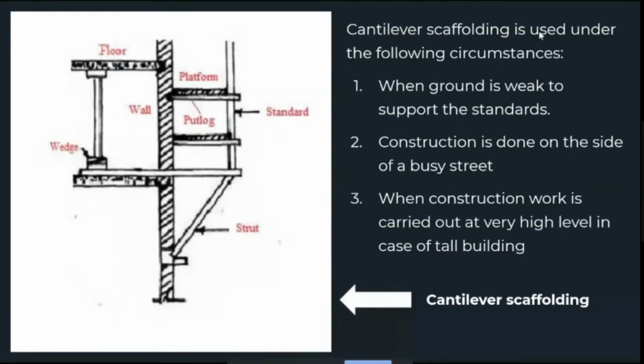So, cantilever scaffolding is used under the following circumstances. When the ground is weak and cannot support the standards, when the construction of the building is done on a side of a busy street, and also when construction work has to be carried out at a very high level, cantilever scaffolding is used.